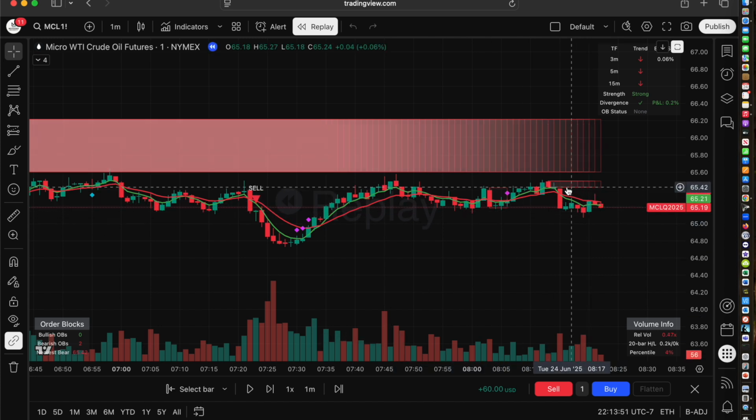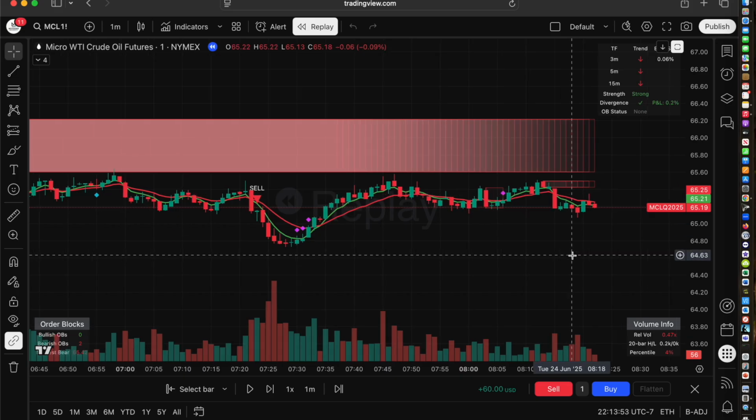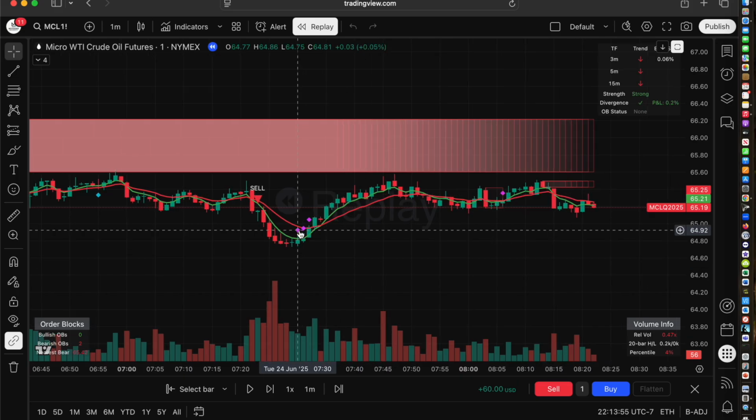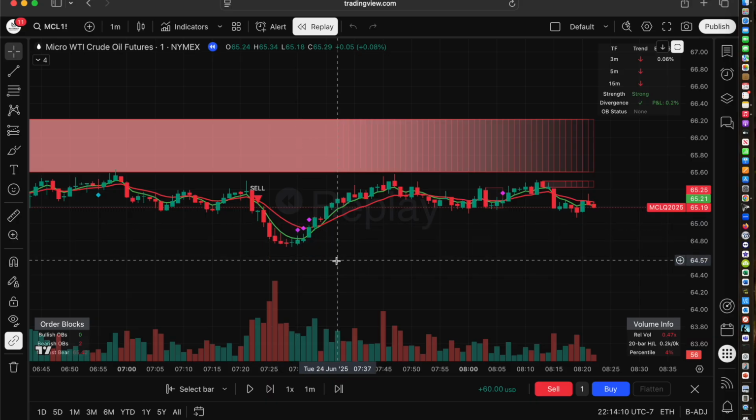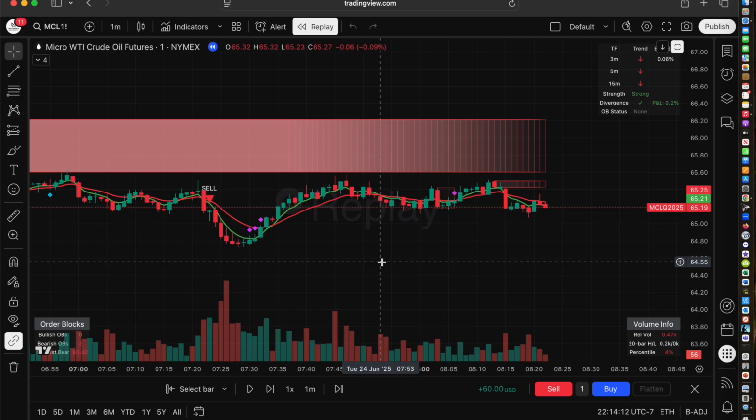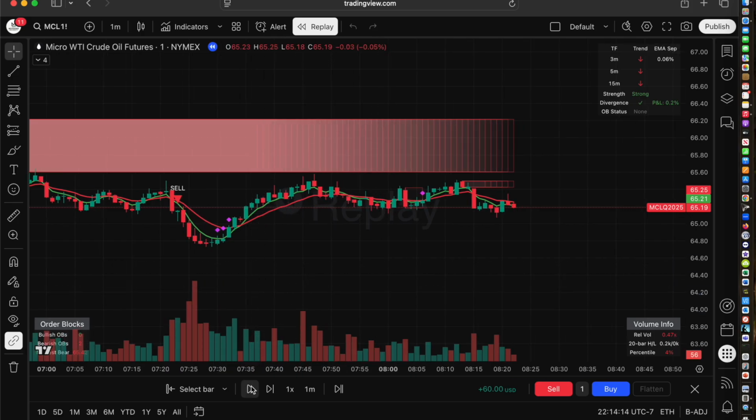A new resistance area started to form. So these little dots here, it actually was identifying that a reversal was starting to happen. So when we saw that dot, we could have just exited our trade. Anyway, something to make a note of for next time.